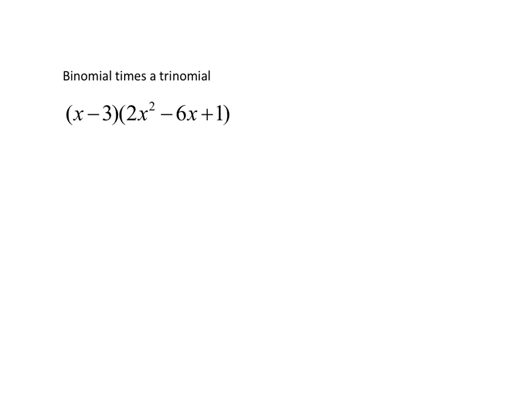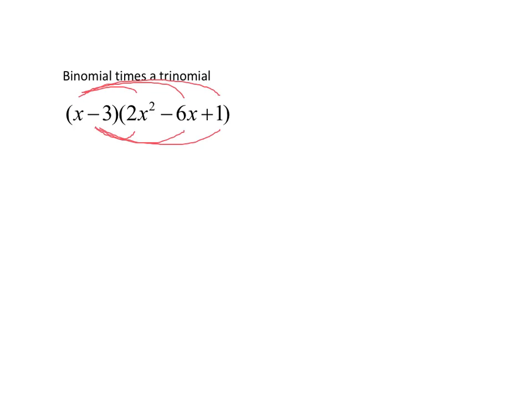Next we'll do a longer one, a binomial times a trinomial. It's still the distributive property, except there's lots to distribute to. So this x is going to go with the 2x squared, and then the x has to get multiplied by negative 6x, and then the x has to be multiplied by that 1. And then same deal with the negative 3. It goes to the 2x squared, the negative 6x, and the positive 1.